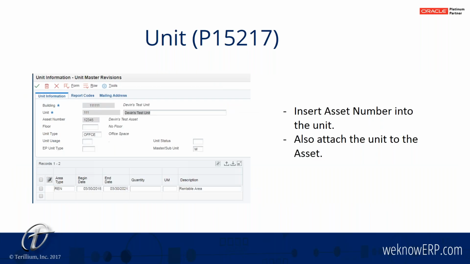Then we create our unit. This is done through the P15217 application. And as you can see here, we have our building number, which is a business unit. And then we have our unit number there as well. And then we would enter in that asset number that we created for the unit. And then we would also need to put in this unit type for which type of unit it is. And then we also have some grid information down below if we want to specify any more detail about the unit.